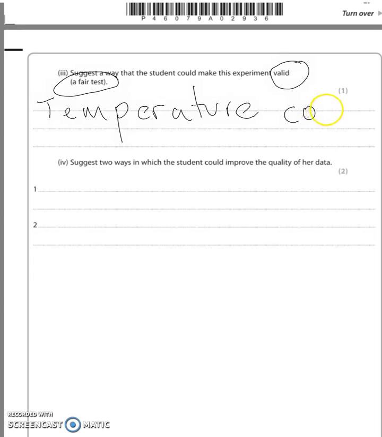So you could control the temperature. You could come up with other sensible suggestions. Make sure no air gets in or out of the syringe. In this case, they will let you get away with keep the apparatus exactly the same. I don't normally like that as an answer because it's a bit vague. Try and be more specific.